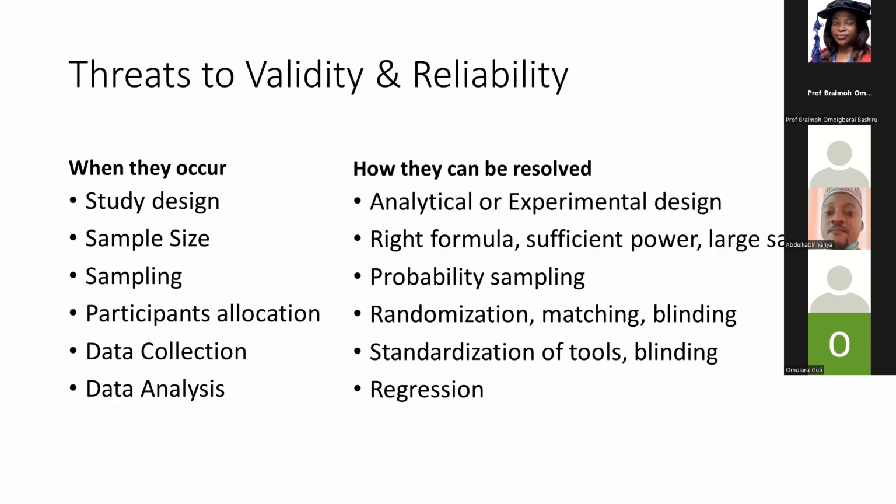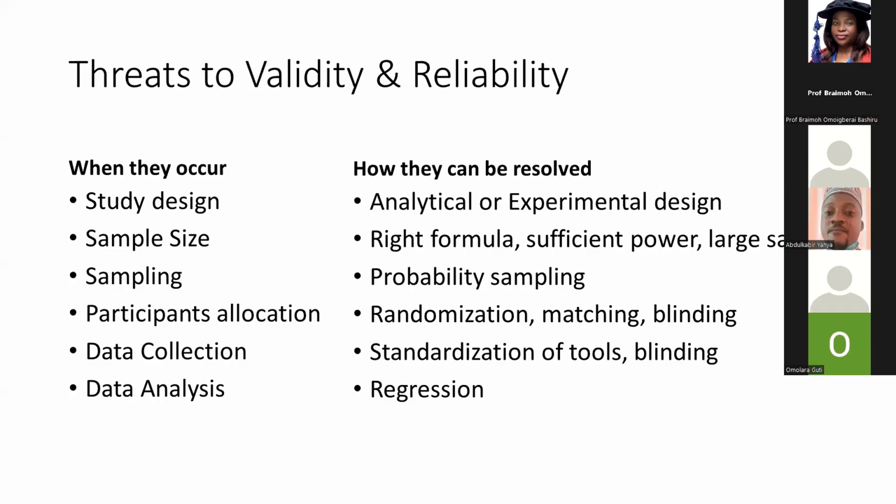Moving on, participants allocation. This is where we are coming to. So participants allocation is something that can threaten it. If you do not allocate people to cases and controls, or you do not allocate people to intervention and control groups properly, you will have issues of measurement bias, you will have selection bias, and you will have issues of validity, because you are actually not going to be getting the true picture because of a lot of confounding variables that you haven't controlled for. And so randomization, matching, and blinding are useful to solve this problem.